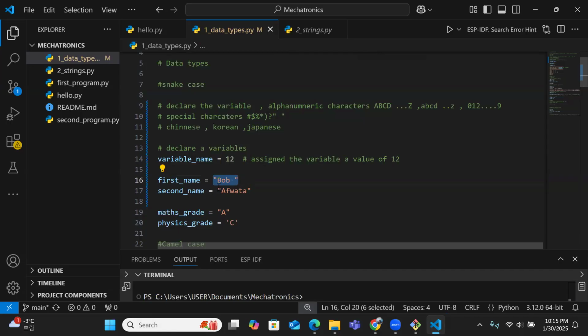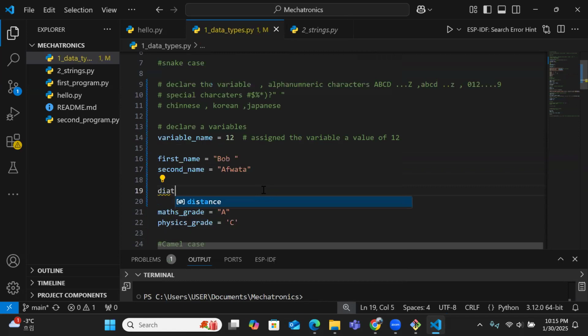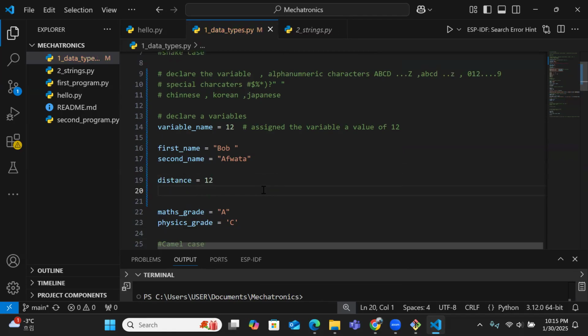Yes, okay. Just like for example, we say something like distance. Distance is equal to 12. We have declared a variable which is called distance, and then we have assigned it a value which is 12. Are we together? Yes.